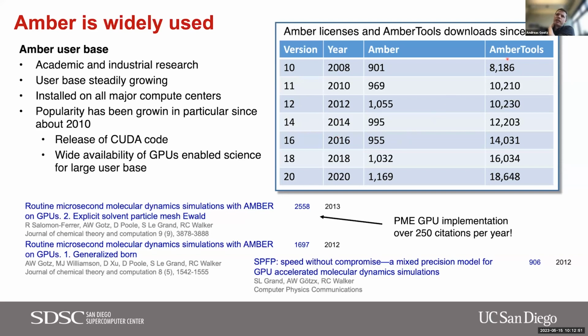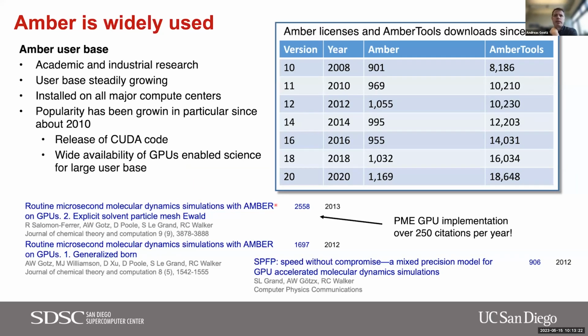And AmberTools itself has a lot of downloads, but of course, we don't know how many people are actively using the code, but it's downloaded quite a bit. And these are the individual downloads of each version, right? And the popularity in particular has been growing since about 2010 with the release of the CUDA code. So that's the major code that's mostly used for simulations nowadays. And it comes with a wide availability of GPUs that have enabled science for a large user base.